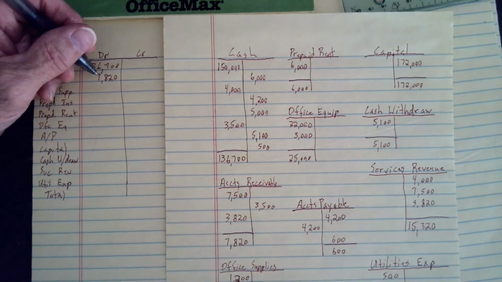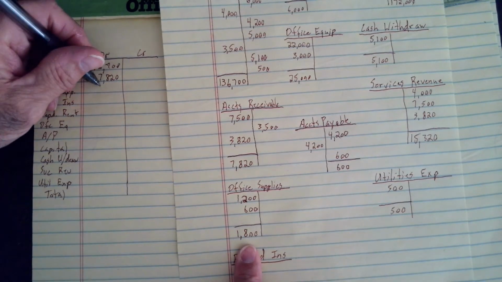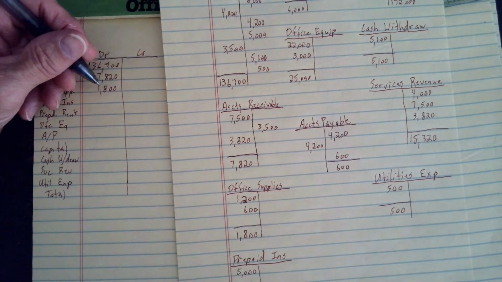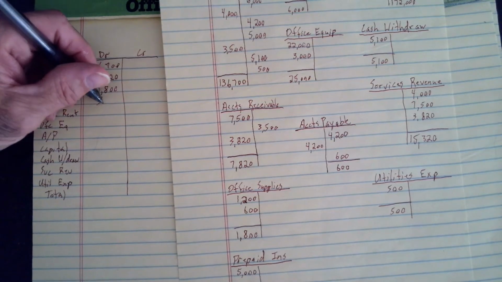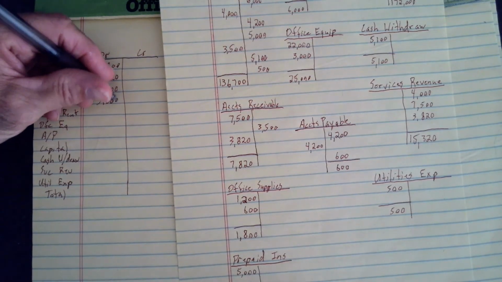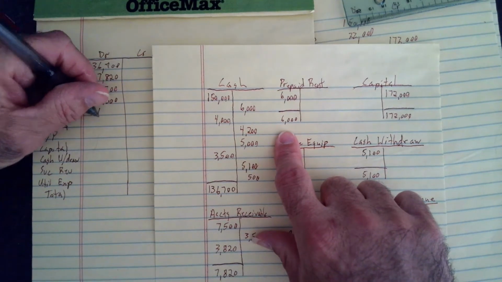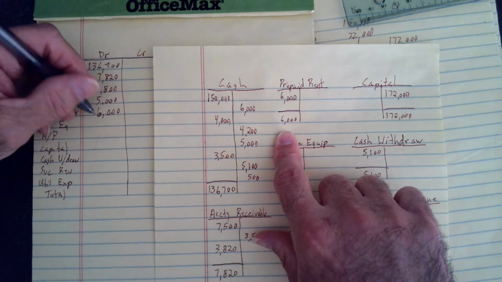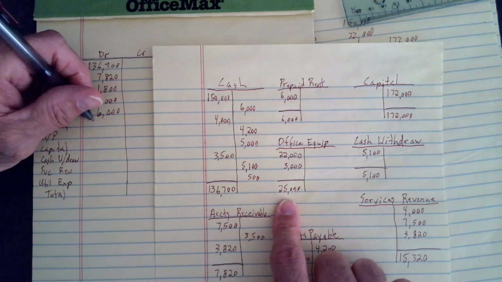My total for office supplies, $1,800. My total for prepaid insurance, debit $5,000. My total for prepaid rent, debit $6,000. My total for office equipment, debit $25,000.